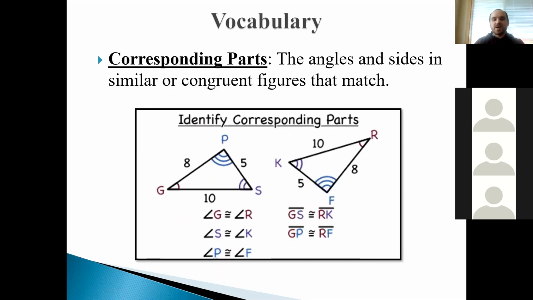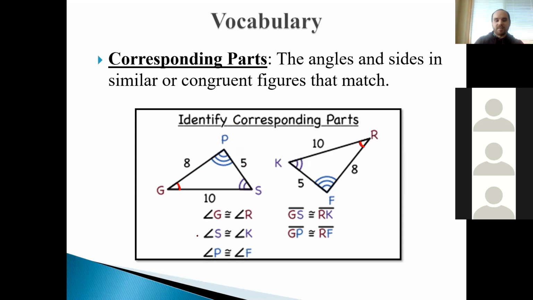Corresponding parts. So that's the angles and sides in similar or congruent figures that match. Like I was just saying on the last one, since we have the single congruency line here and the single congruency line here, that means that G and R are congruent, or corresponding parts. So G and R correspond to each other. F and P because they both have 3 congruency lines, and S and K because they each have 2 congruency lines. Those are congruency arcs, whatever. Those are the corresponding parts.